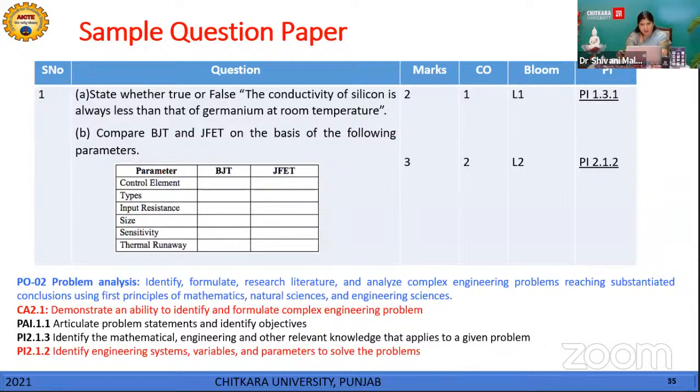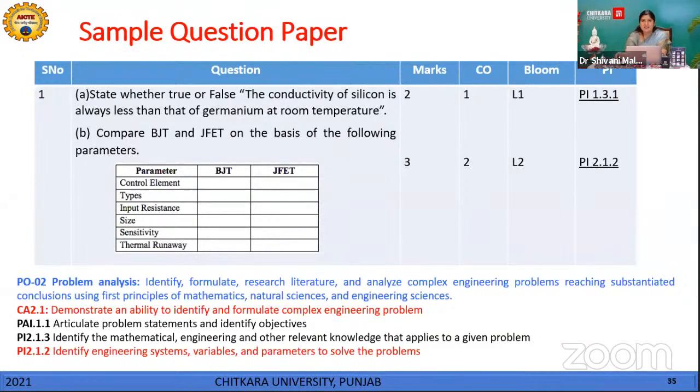Now it will be more clear if we go with example 2. Example 2 states: compare BJT and GFET on the basis of the following parameters. The parameters are already defined for students, and they are supposed to compare these two transistors on the basis of these defined parameters. So it is checking the Bloom's level of understanding, just understanding. But if you see, it is inclined to performance indicator 2.1.2.